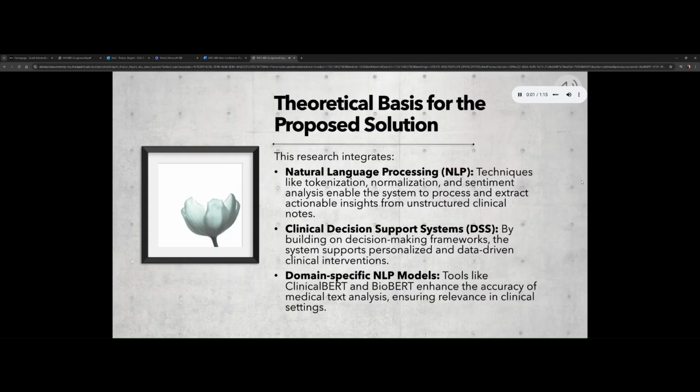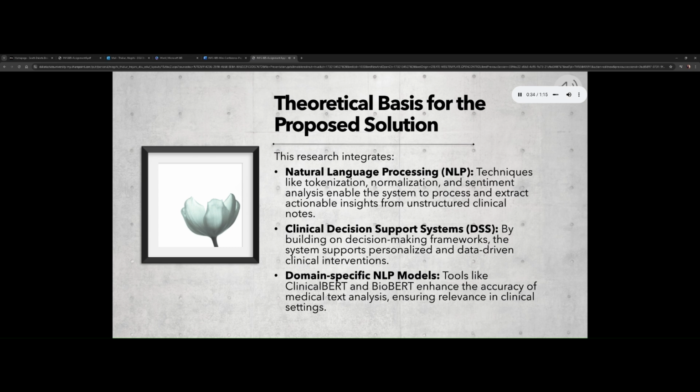Moving on to the next slide, the third stage of this process is where we establish the theoretical basis for the solution that we proposed. So this research, as I said, integrates NLP, which is natural language processing, techniques like tokenization, normalization, and sentiment analysis, enabling the system to process and extract actionable insights from unstructured clinical notes. By unstructured here, I mean free texts.